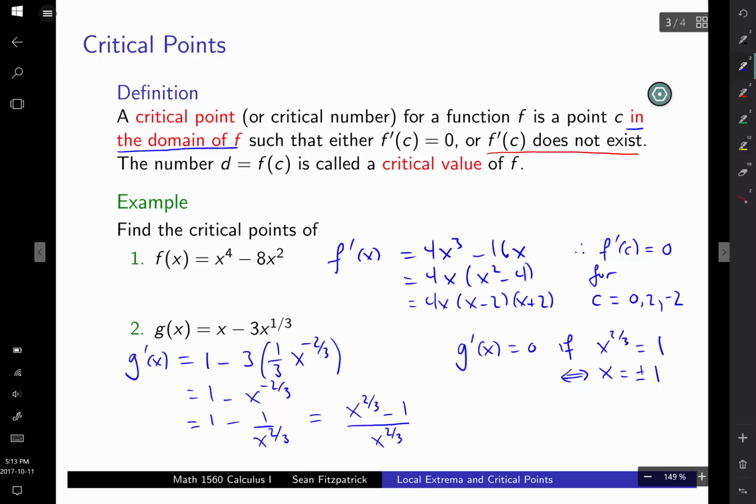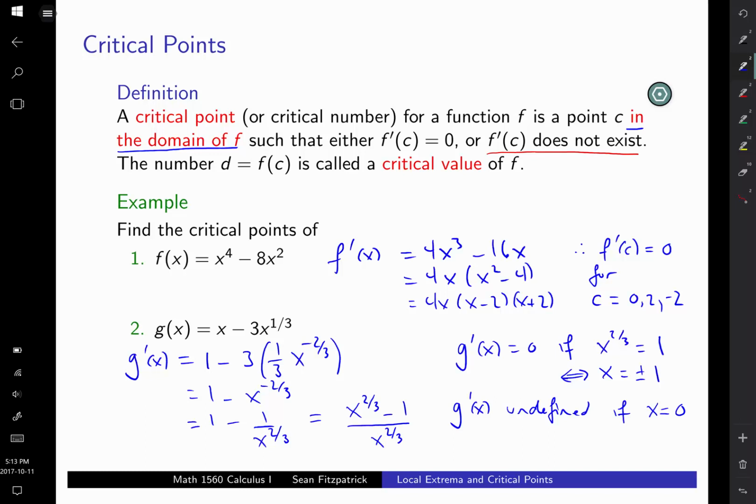Because of that 2, right? 2/3 means we square it and then we take the cube root, or if you like, you take the cube root and then you square it. Either way, both plus and minus 1 work. And also notice that g prime is undefined if x to the 2/3 equals 0, so if x equals 0. And that is also a critical point because 0 is in the domain of my original function. g of 0 is defined; g of 0 happens to be equal to 0.